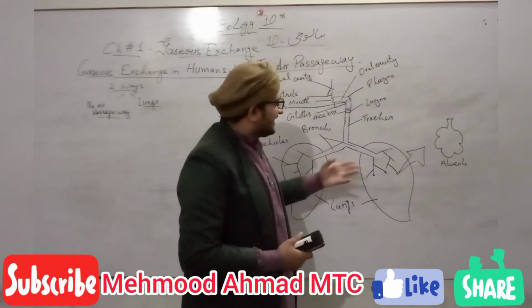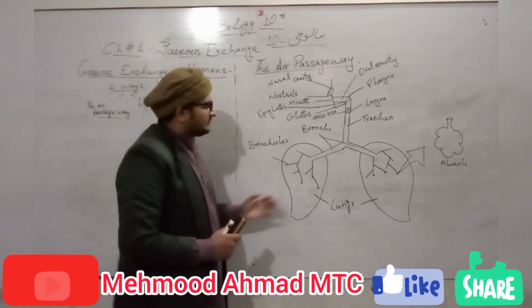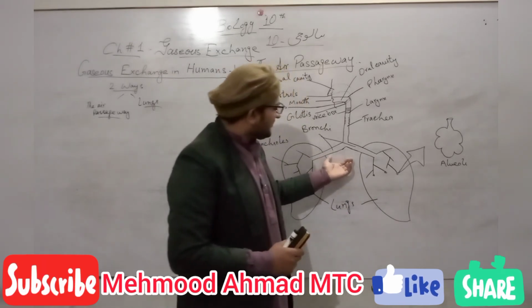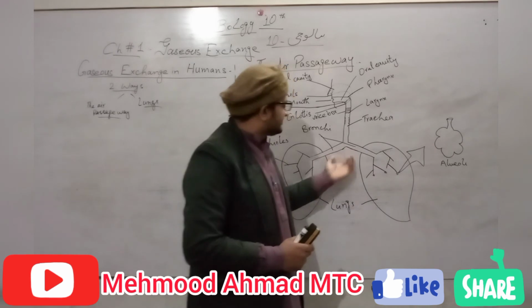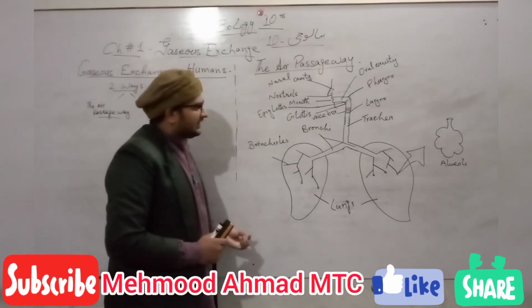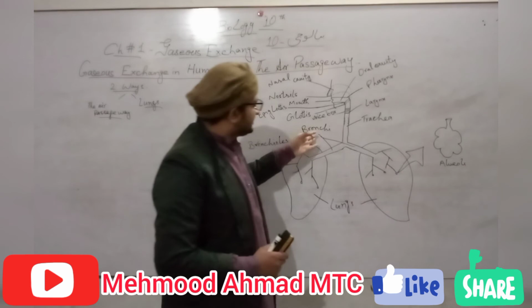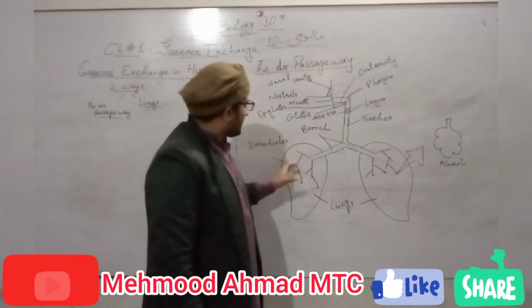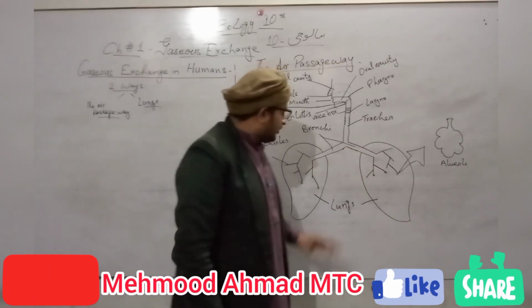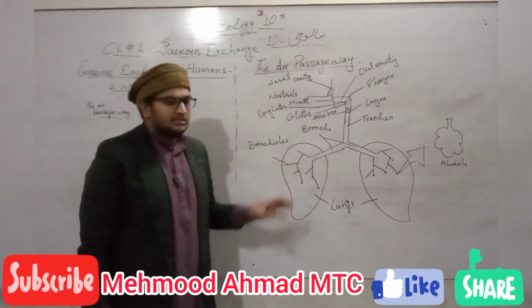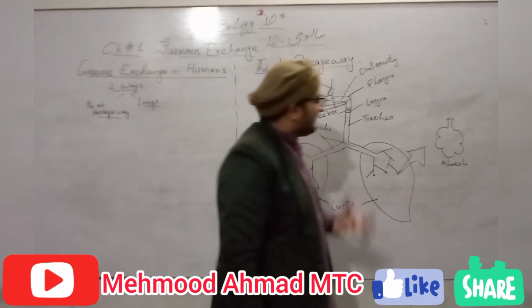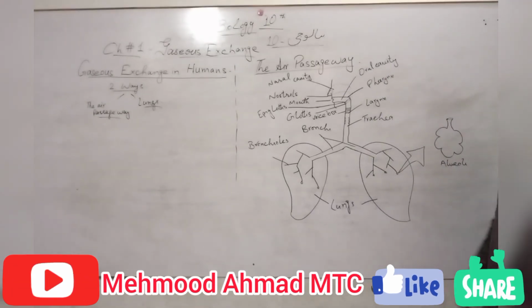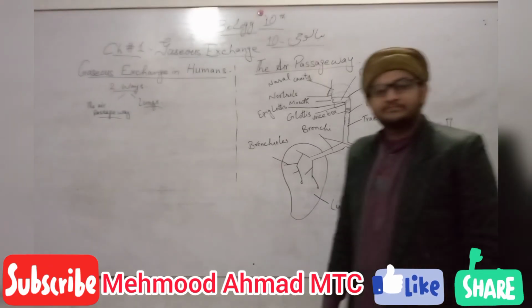Then the trachea, as we studied before, leads towards the bronchi, these two windpipes. The bronchi again further divide into smaller tubes called bronchioles. On the ends of the bronchioles there are some pouch-like structures, the air sacs, that are called alveoli. So I hope you have understood.